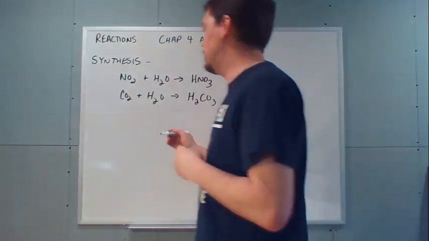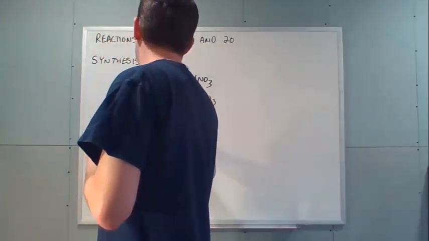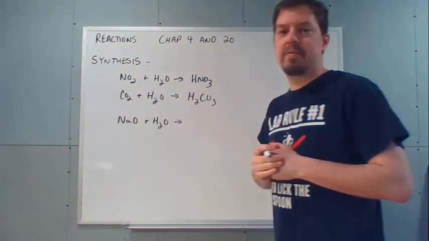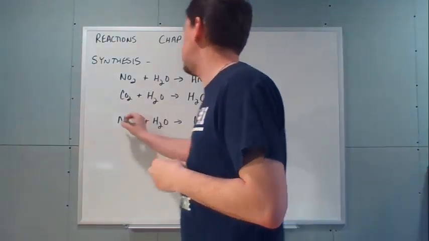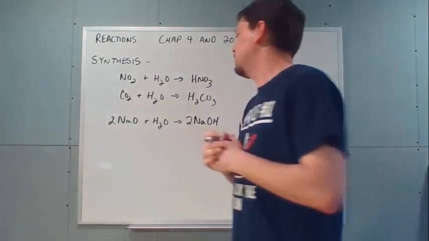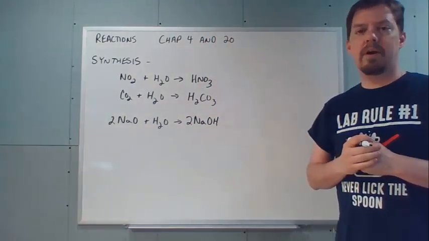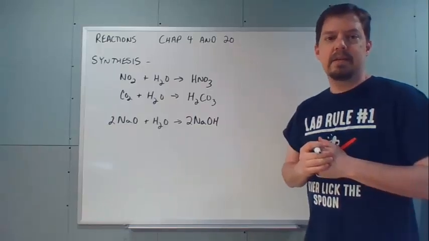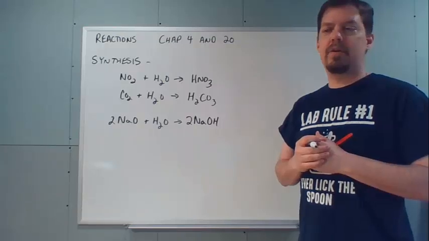When you have a metal oxide like sodium oxide, and you put that in water, you are always going to get a base from that. So this is going to make sodium hydroxide. Anytime you have a metal oxide, you're going to get a base. Anytime you have a nonmetal oxide, you're going to get an acid. So those are the other types of synthesis reactions that tend to show up a lot.